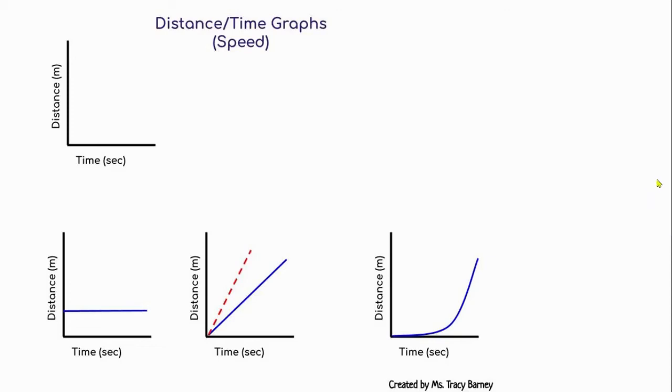So, today we're going to be talking about motion graphs. And motion graphs are graphs that describe either the distance an object is going in a certain amount of time or the velocity at which the object is going over a certain amount of time. So, the first one we're going to talk about is speed.